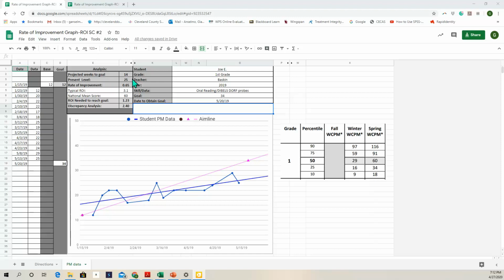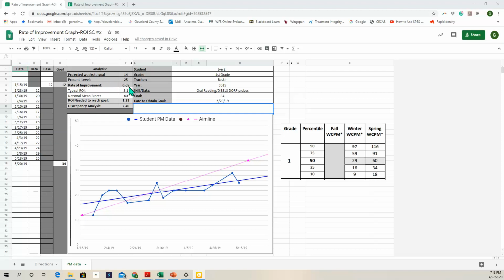Present level is 25 words correct per minute. The present level will always be the median of the last 3 data points collected. A lot of times people will talk about taking the last data point. It's not the best case because there is a lot of fluctuation with curriculum-based measurement data. So it's nice to look at the median to get a good idea and takes out the outliers.